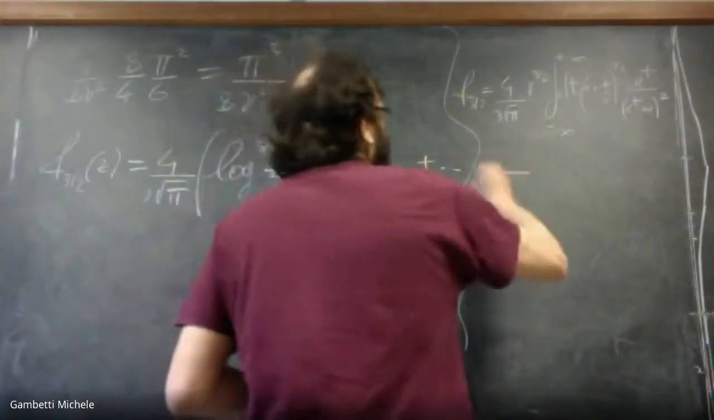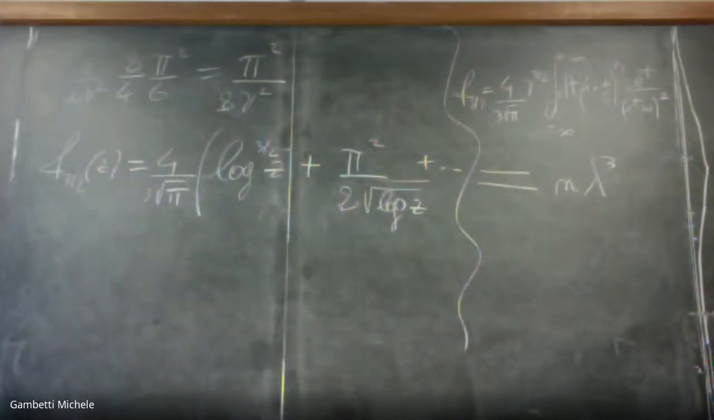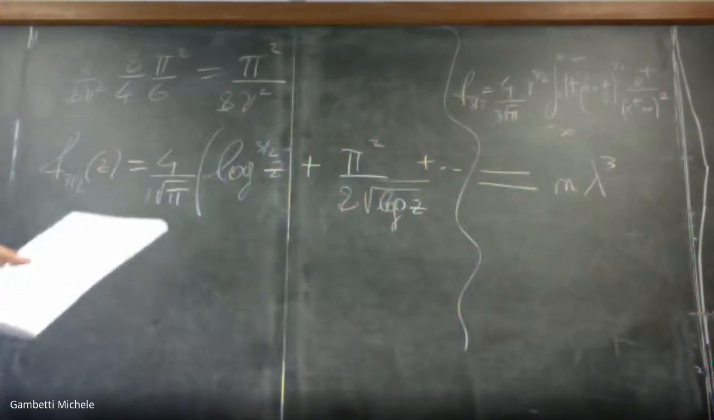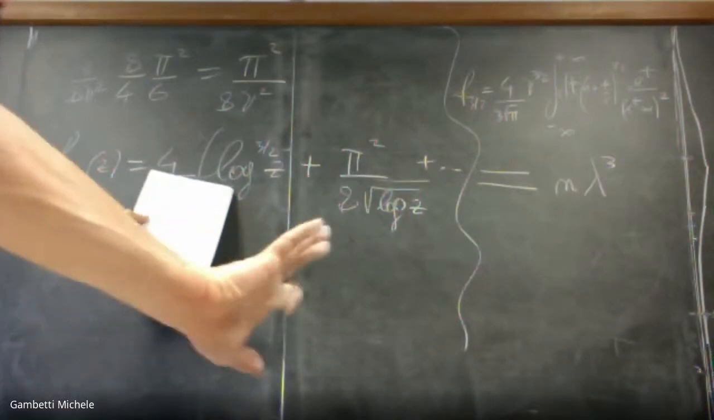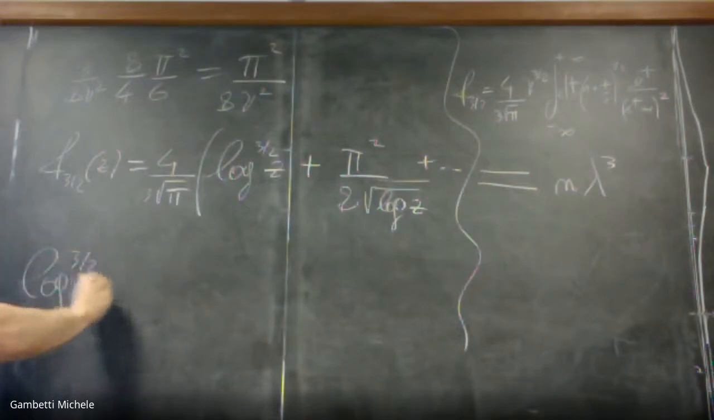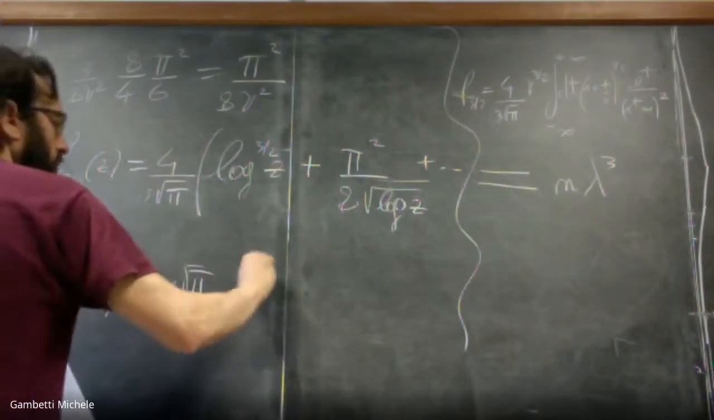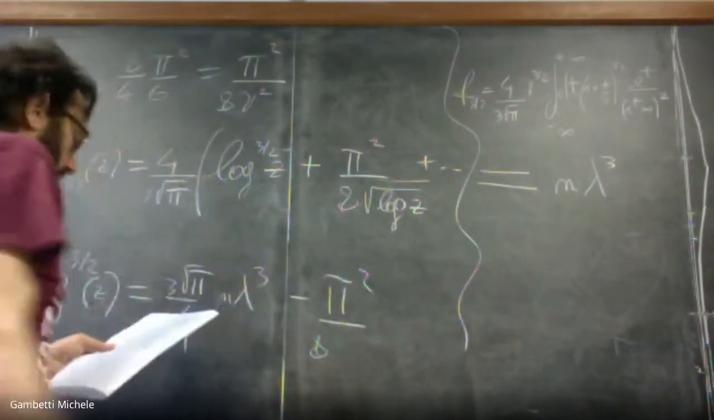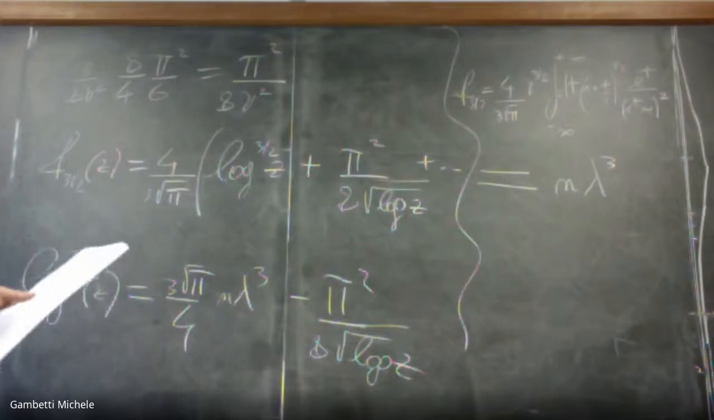Now, this quantity here, so this f3 half of z is equal also to n lambda cubed, because this was one of the equations that we derived from the Fermi systems. So therefore, from here, I can basically write the log of z to the 3 half in terms of all the other terms. So let me see how to do it. So log of z to the 3 half is equal to this 3 pi divided by 4 n lambda cubed. Then I have a minus pi squared divided by 8, and here I have the square root of log of z. So let me see if it is correct. Log of z.